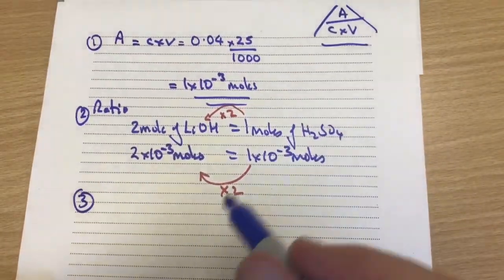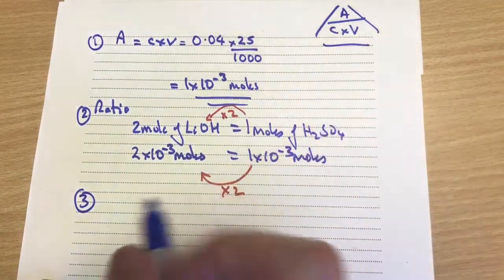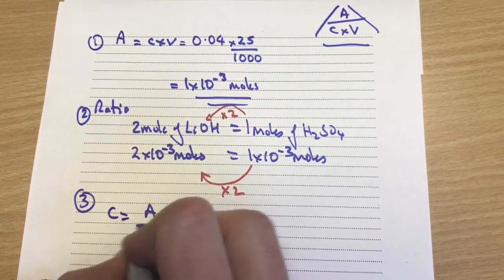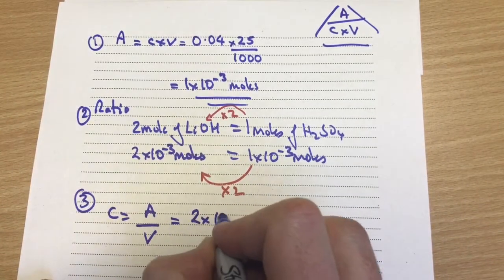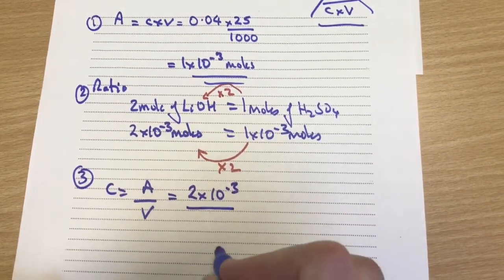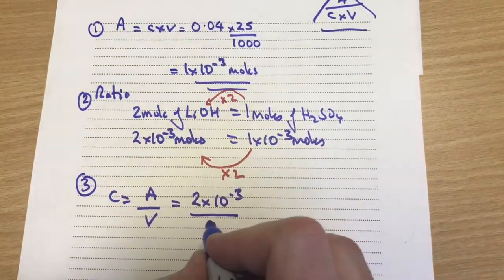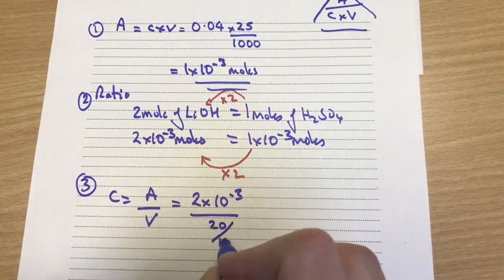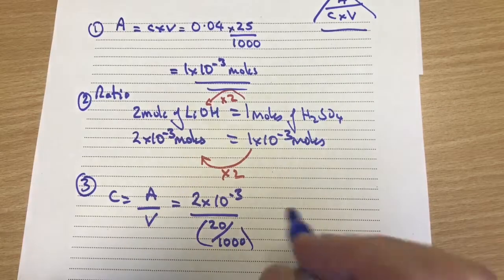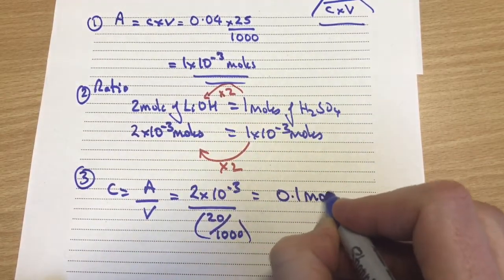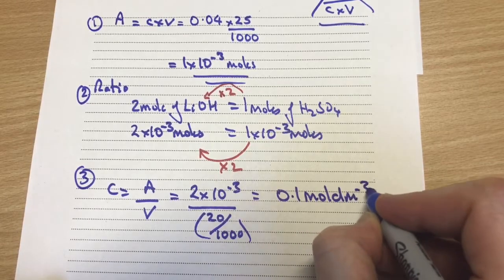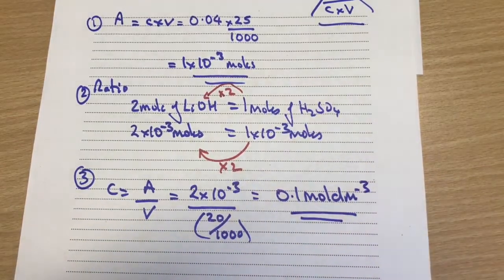So I'm going to use my triangle up here again to remind me that concentration is the amount divided by volume. The amount is the number of moles, 2 times 10 to the minus 3, divided by the volume. The question told me there was 20, but I must remember to divide that by 1000. You do that on your calculator, it's going to give you an answer of 0.1 moles per decimeter cubed as the concentration.